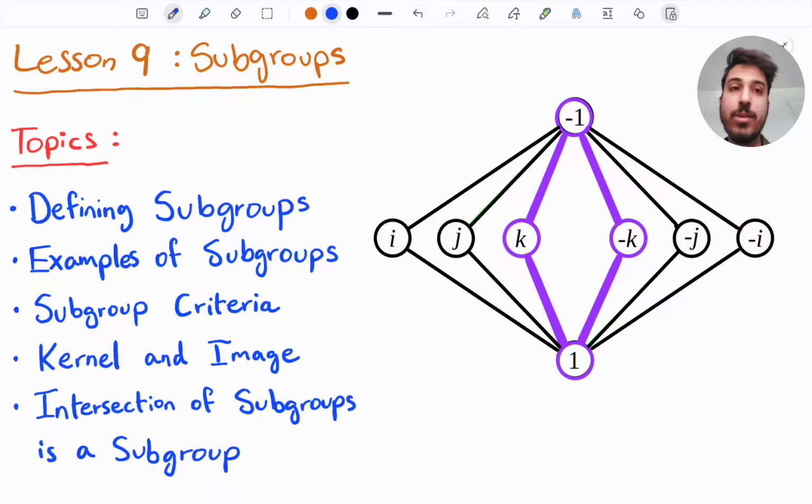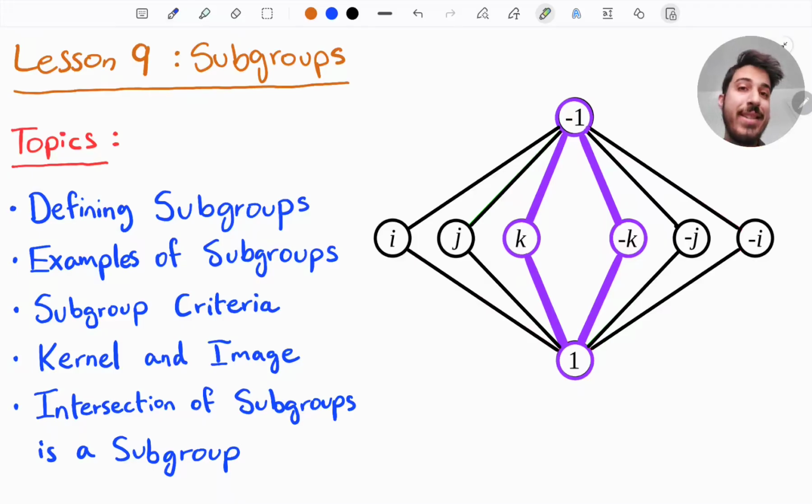Afterwards, we will give some examples of subgroups and examples of non-subgroups. Later, we will see that there is a very nice criteria that we can use to determine whether a subset is a subgroup or not. Afterwards, we will see that the kernel and the image are subgroups of the sets that they live in. And lastly, we will see that if you take any two subgroups and you have their intersection, we would get another subgroup.